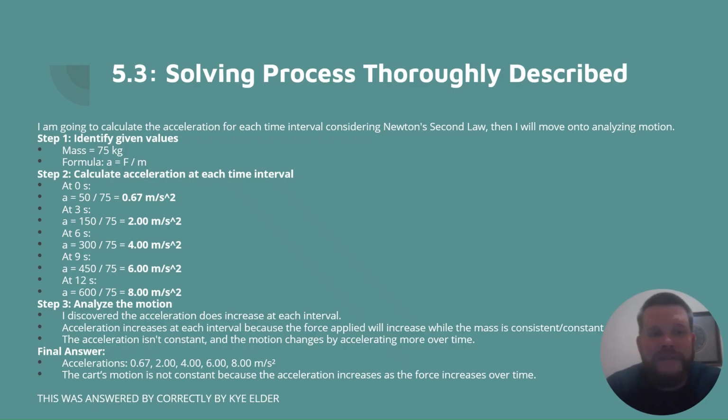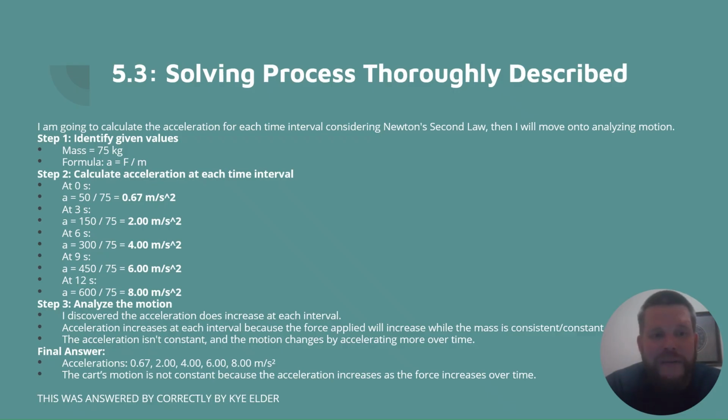At 0 seconds, A equals 50 divided by 75, which is 0.67 meters per second squared. At 3 seconds, it's 150 divided by 75, which is 2.00 meters per second squared. At 6 seconds, it's 300 divided by 75, and it gives you 4.00 meters per second squared. So it basically goes up by 2 every time, as you can tell.